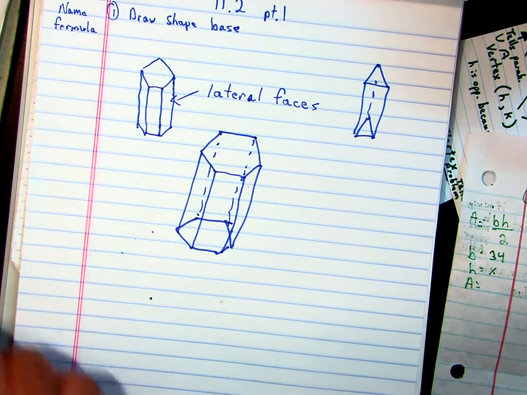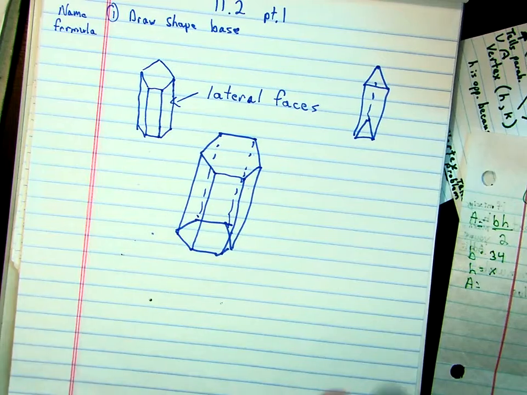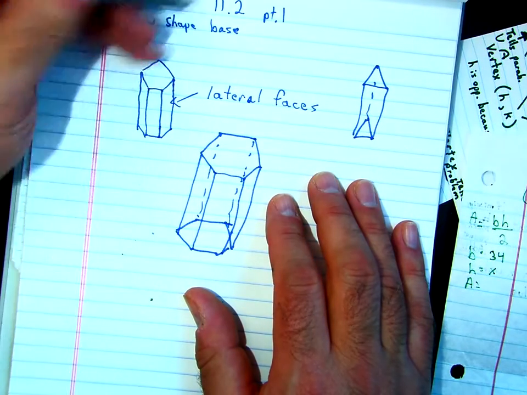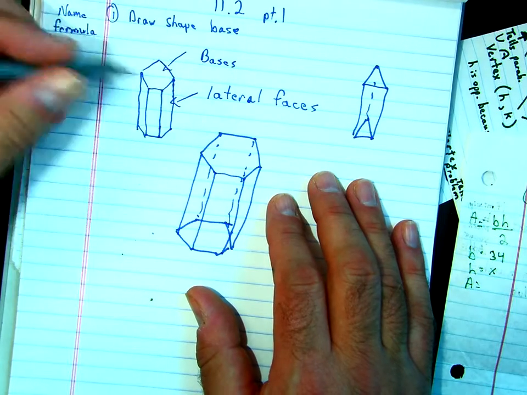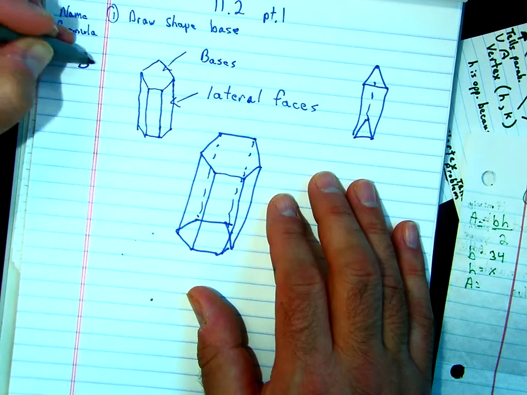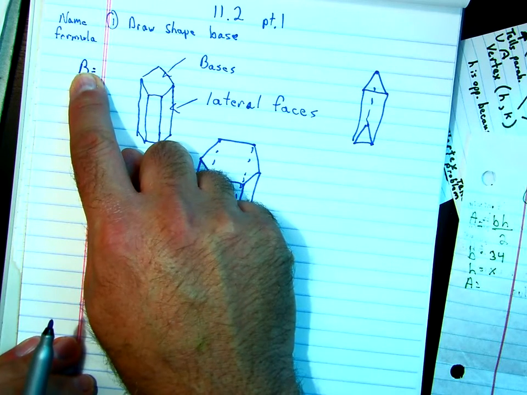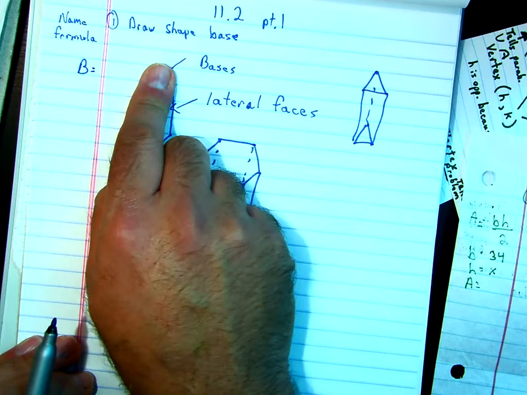All right, so let's look at this before we start doing the formula and understand what we're looking for. There's your lateral faces, the ones on the sides. Your bases are up top. Notice there's two of them. And they will be located with the big B. This stands for base of the shape. Or excuse me, base of the figure. Base of the figure. Okay?